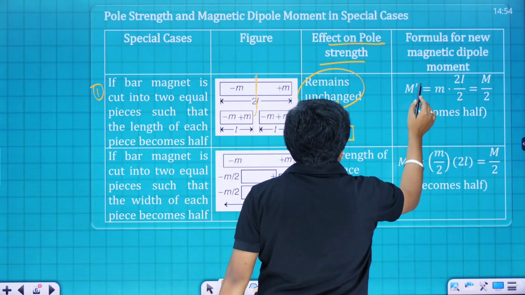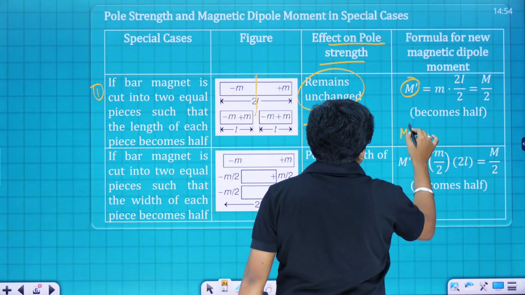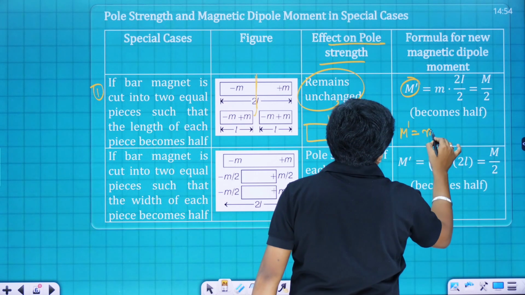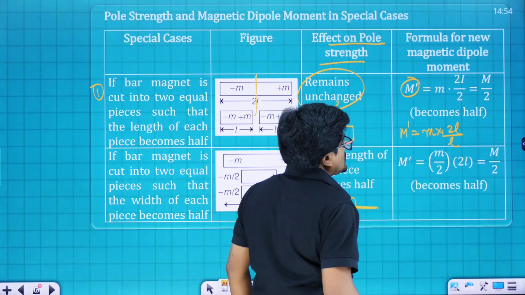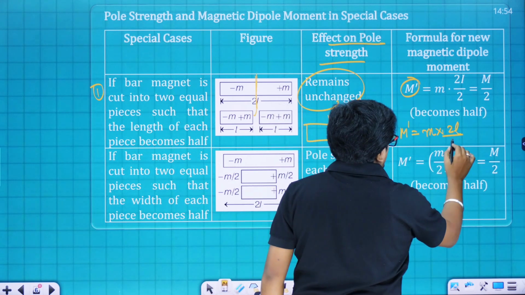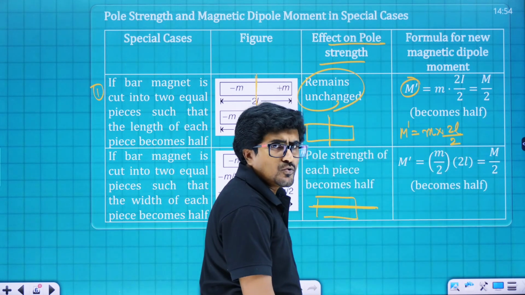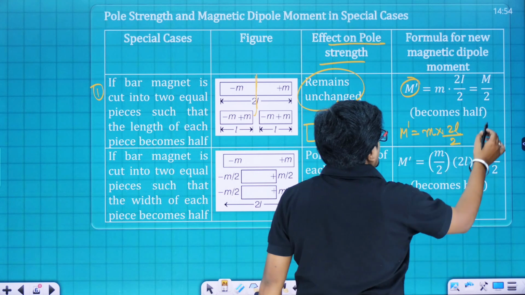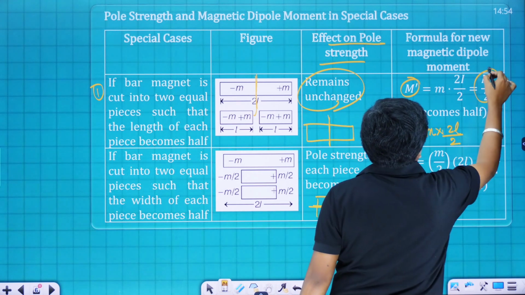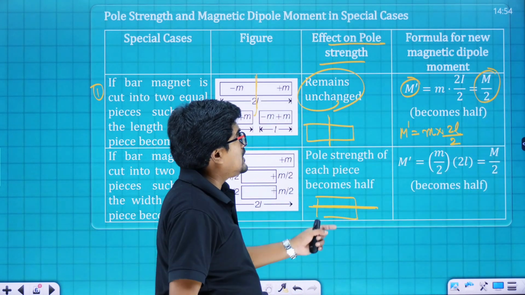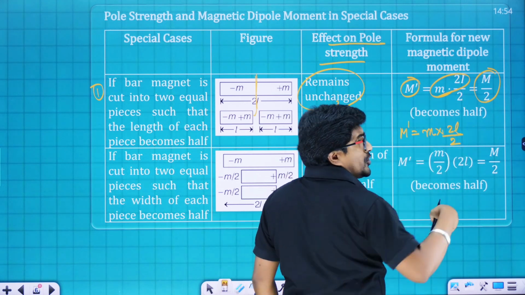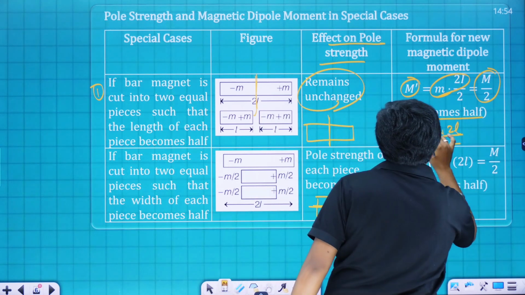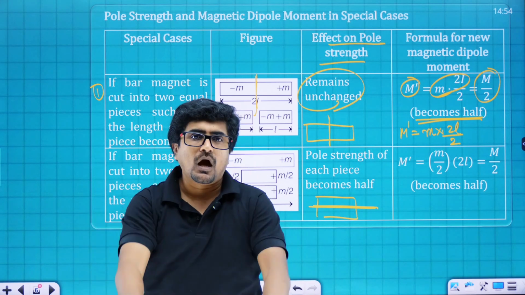So because of that, the new magnetic moment M dash is going to be m into, initially the distance of separation was 2L, and now it is divided by 2. So this is going to be M by 2. This particular part was M, so it's going to be M by 2. That means it becomes half.